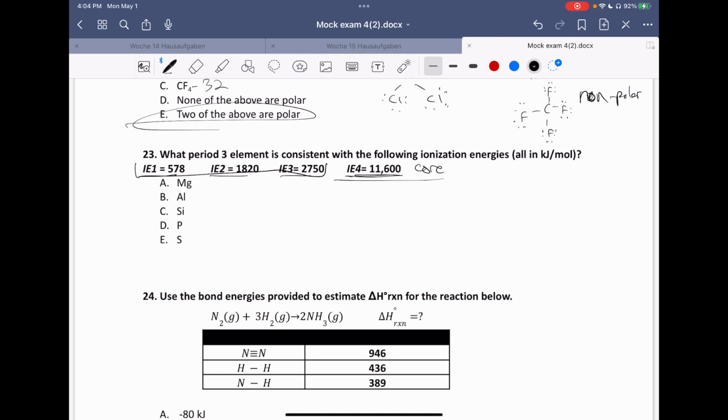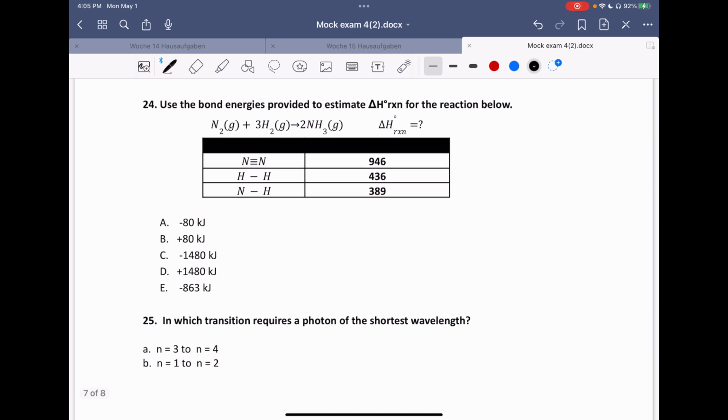So then we just check all of these. Magnesium only has 2 valence, aluminum has 3, silicon has 4, phosphorus has 5, and sulfur has 6. So the big jump wouldn't be for any of these until the 5th or the 6th or the 7th. But for aluminum, answer choice B, it has 3 valence electrons, and that corresponds to what we saw: 3 electrons taken away from the valence shell, and then you pull from the core electrons on the 4th ionization.